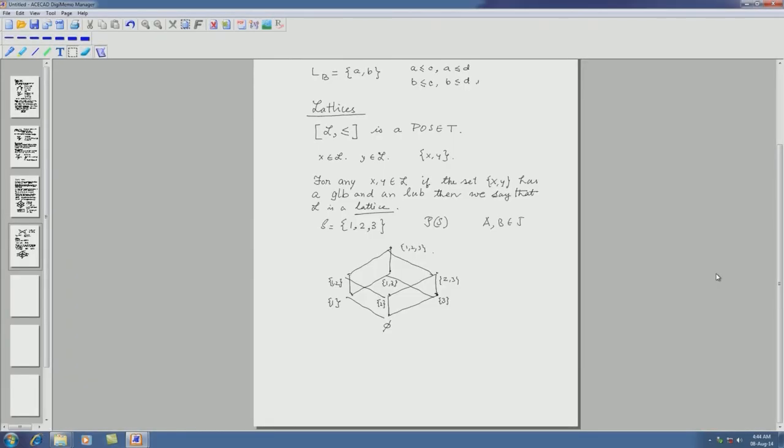Now, pick up any two elements from this lattice, which is essentially the power set of S. If we pick any two elements, they are basically subsets of S, and suppose we write them as A, B. What we can find is that greatest lower bound of A, B is simply the subset A intersection B, which is of course an element of P(S), and least upper bound of A, B is A union B, which is an element of P(S). Thus, this is a lattice.